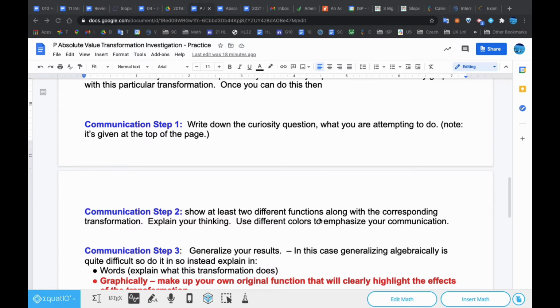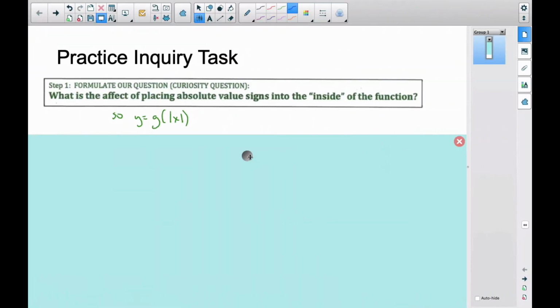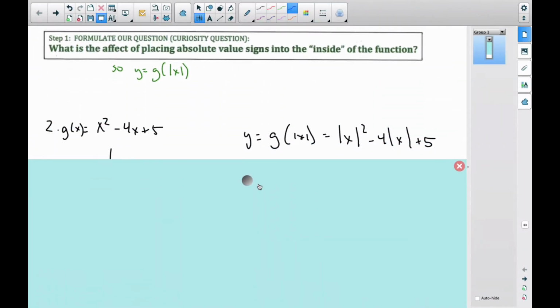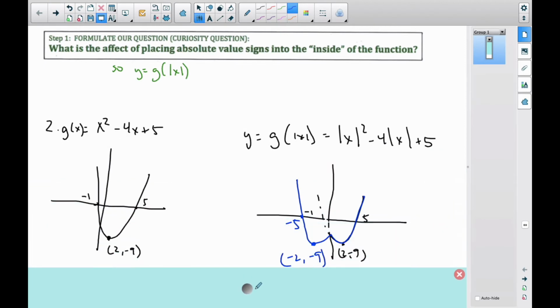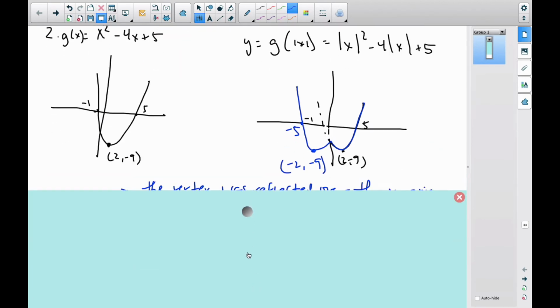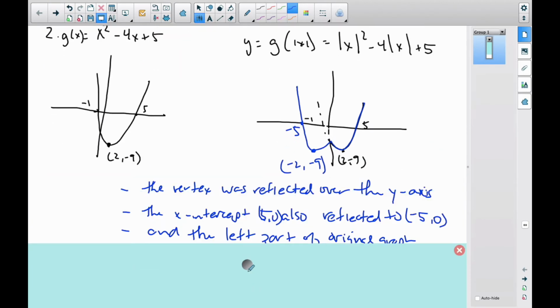Use different colors to emphasize the communication. Well, I went along and I tried this first one here. And in my communication, to make it even better, make sure I put some labels on here. This is X and Y. And if I had a ruler, I would use it, but it's really hard with this pad to do so.